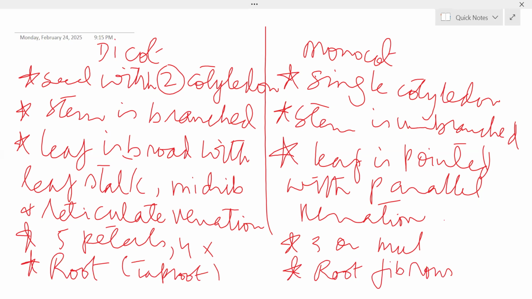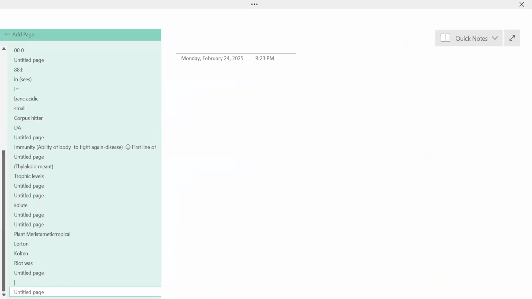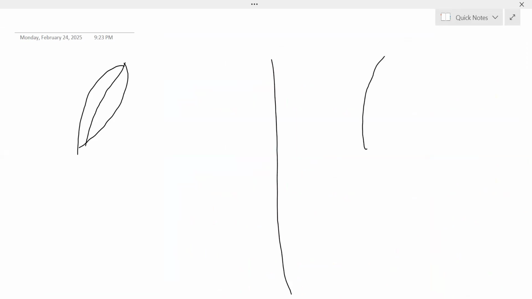So here we can see, I'm sharing another page with you. Here we can see the leaf of the dicot. This is dicot, this is monocot. Leaf of monocot with parallel venation, pointed leaves, right? Here we can see the midrib, and from the midrib the veins arise and make a network, which is called reticulate venation or network-like venation. Leaf stalk is also present.